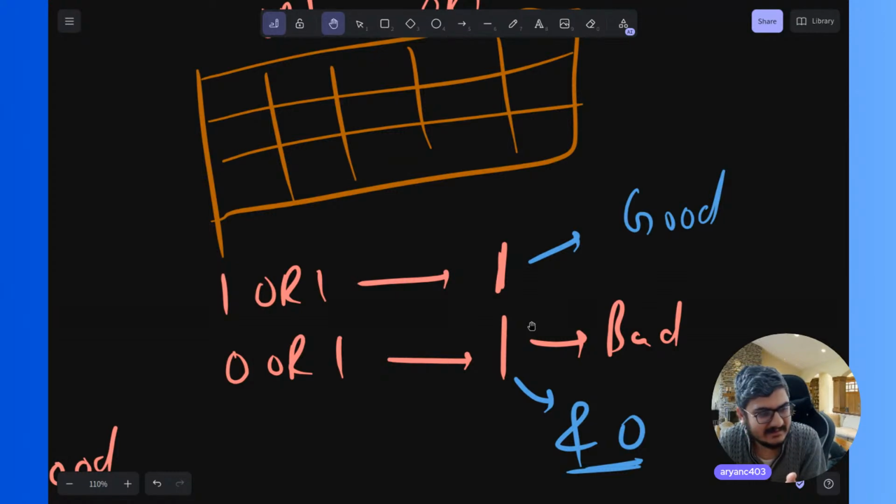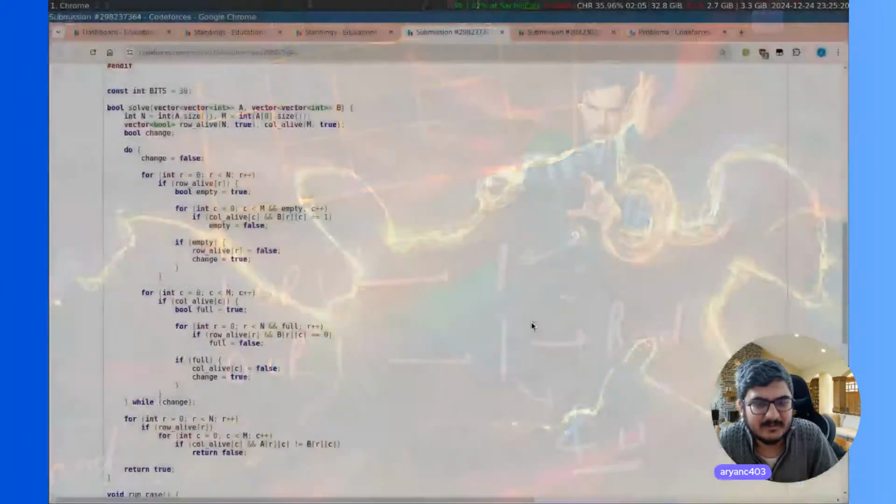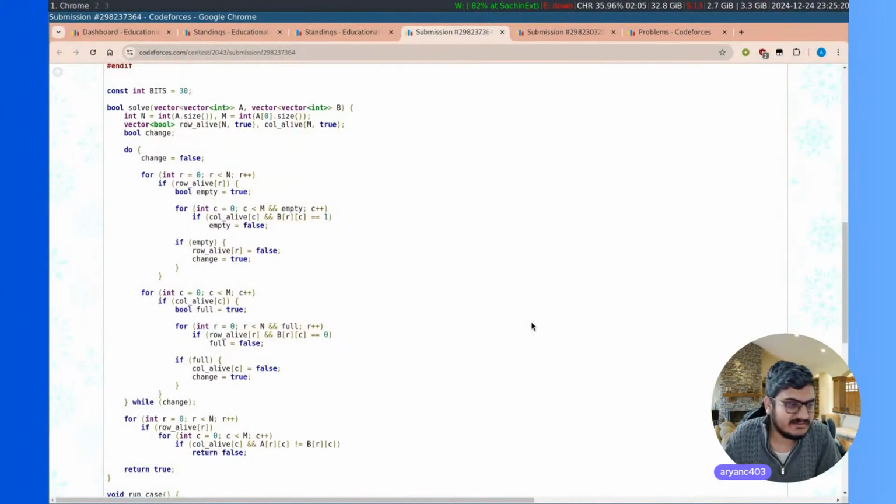And the idea was you will do AND or OR only once in each row and in each column. And once you are done with all these operations, you just check whether your A became equal to B or not. And this was essentially the idea for the problem. Any questions, anyone? To be honest, I do not have a proof of why this works, but that's what Neil has done here.